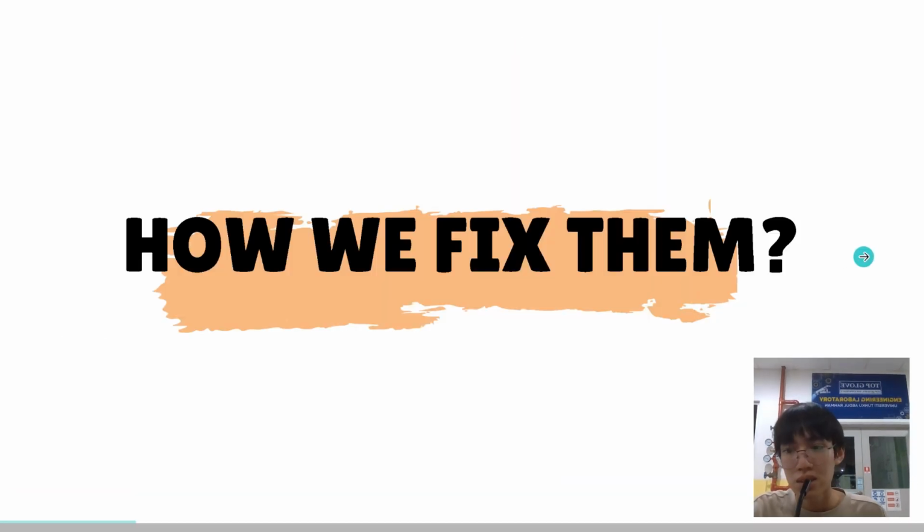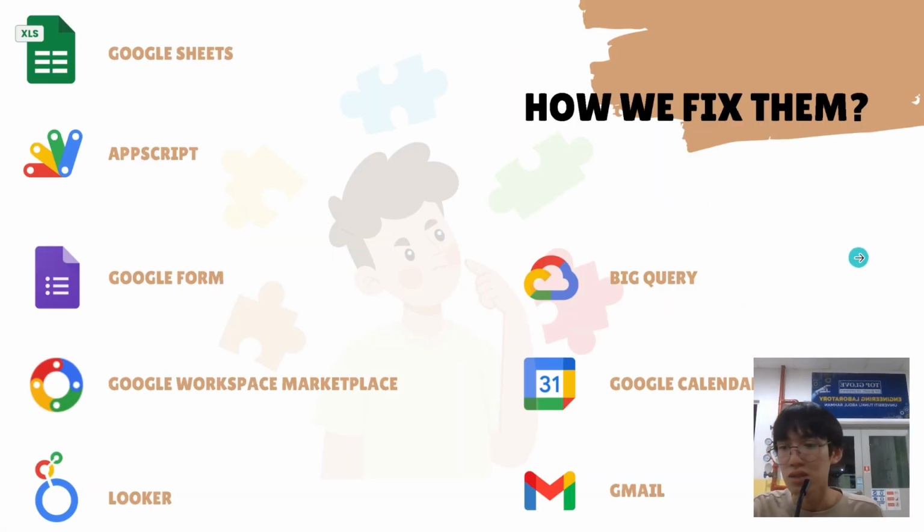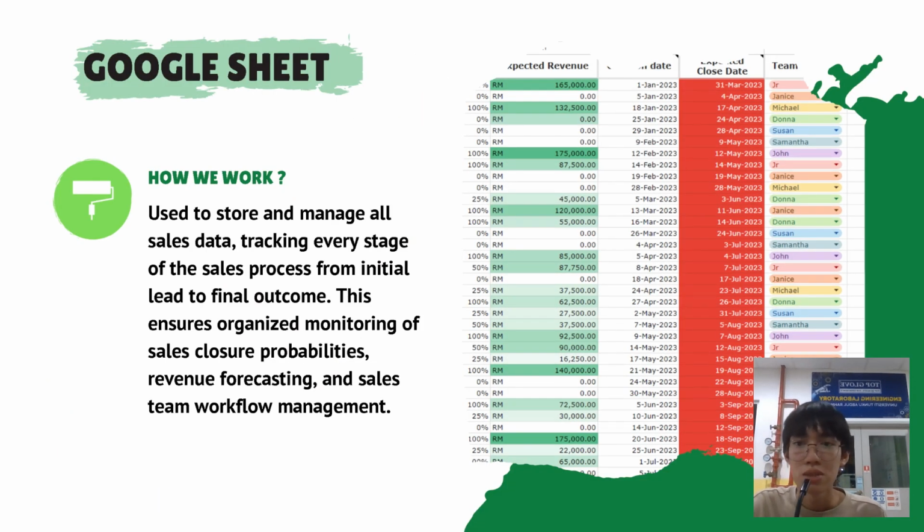How do we fix them? Utilizing Google Workspace, we figured out a solution to solve this problem. Let's see how we utilize each of them to build a sales pipeline. Firstly, we utilize Google Sheets. We normally use Google Sheets to store and manage all sales data, tracking every stage of the sales process from the initial lead to final outcome.